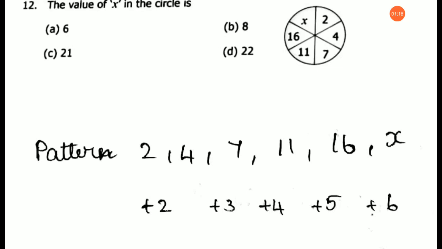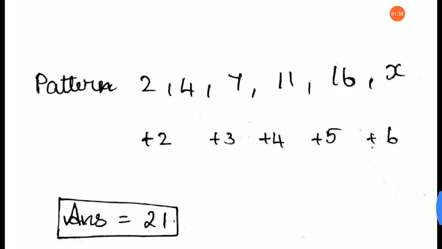Now 7 plus 4. So the sequence here is 2 is added, then 3 is added. After that 4 is being added and then 5, and it keeps on moving. So up to X when you are coming, it is plus 6. So what will happen? After 16, you are going to add 6 and that is the answer.